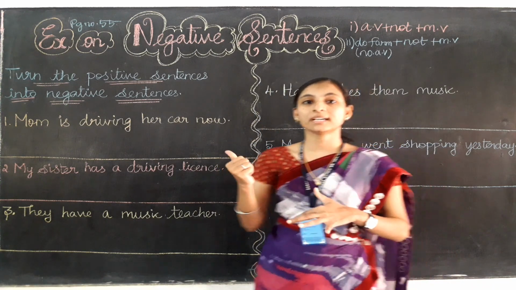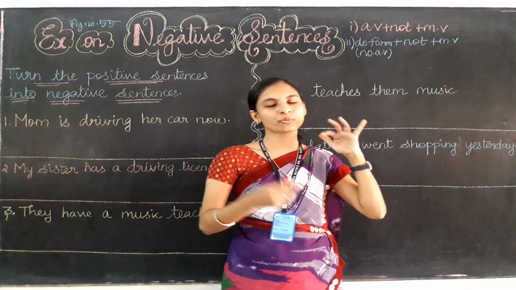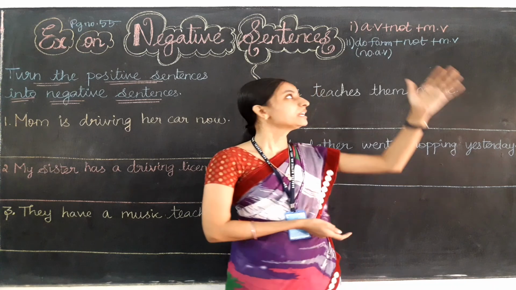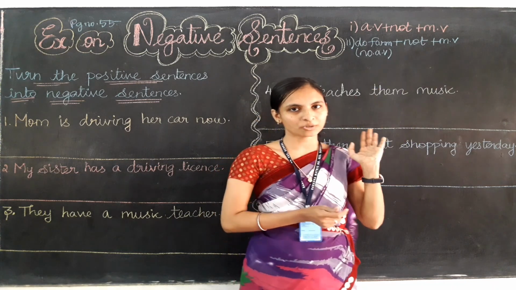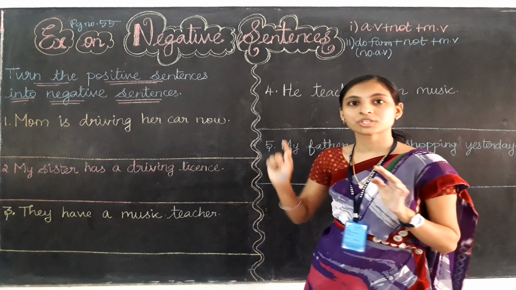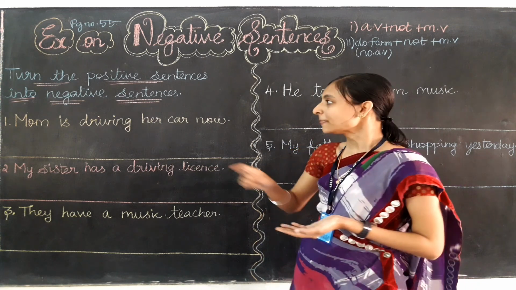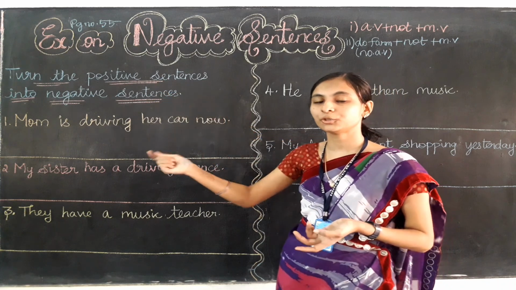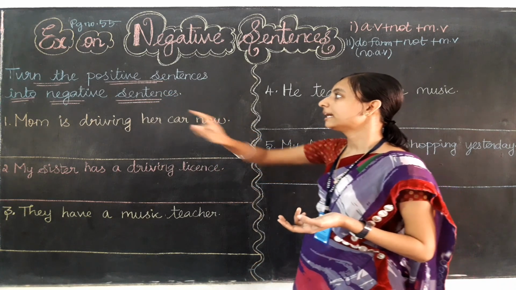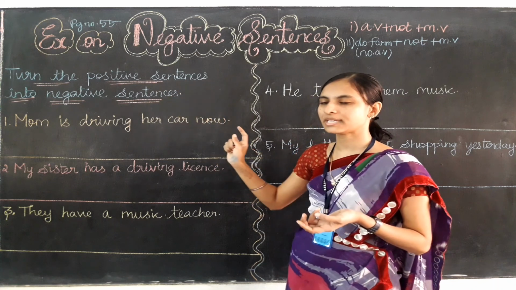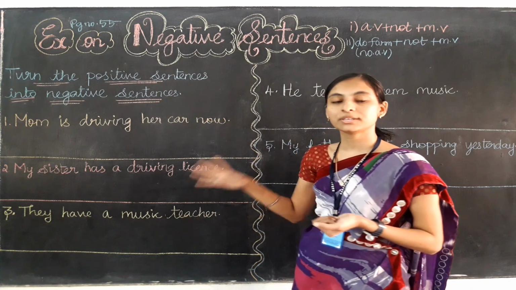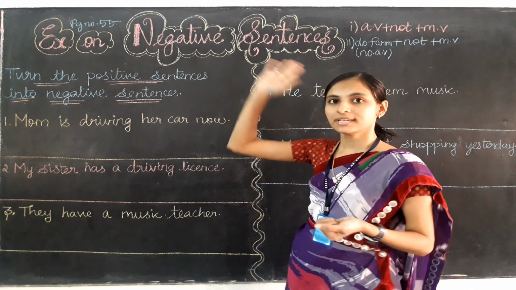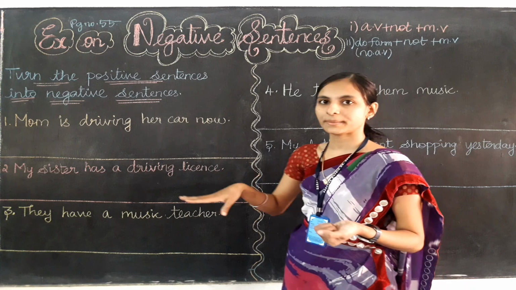So we can use the rule also. If we have any doubt, we can check this rule. That is why I have written it on the board. Now there are 5 questions on the board. Let's do one by one. For the first question, what we need to do, we read out first: Turn the positive sentences into negative sentences. So there are 5 positive sentences, and here we need to change them into negative sentences. Let's do one by one.